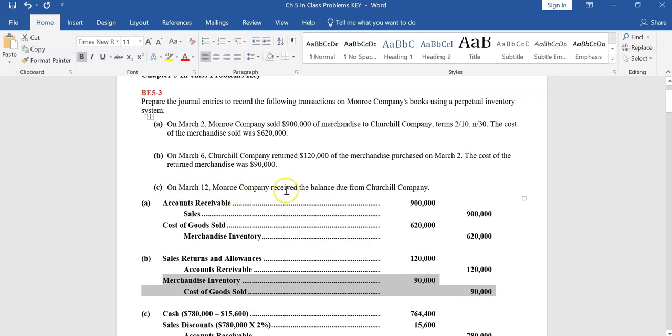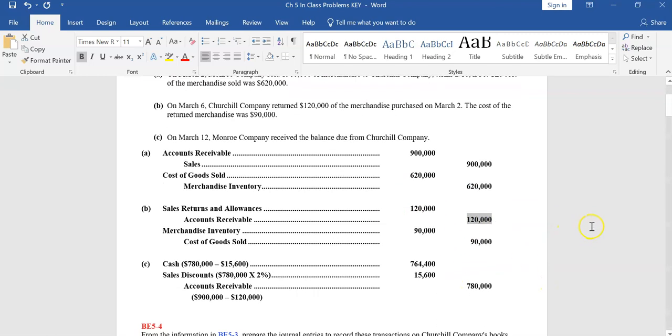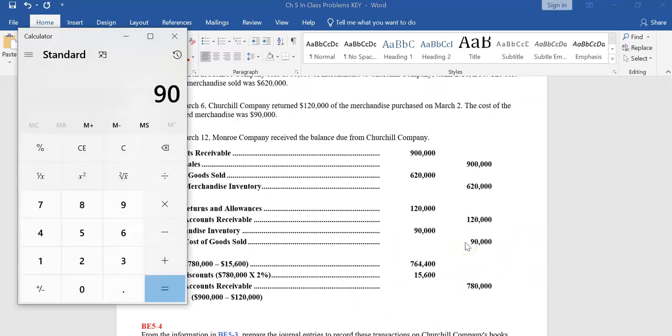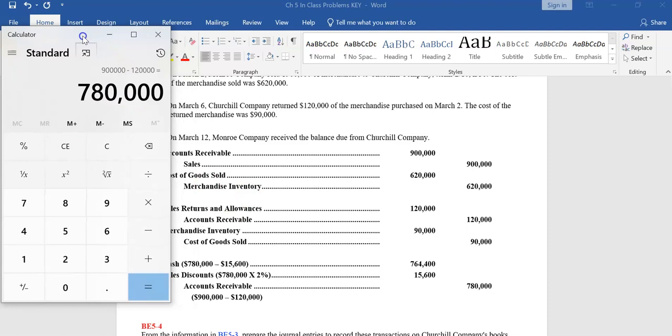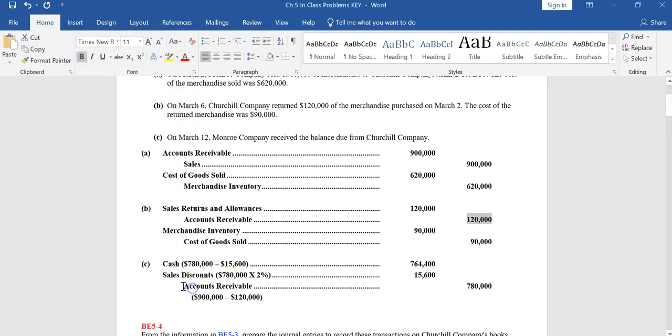Finally, on March 12th, Monroe received the balance due from Churchill for the purchase. Remember, Churchill originally owed Monroe $900,000, but when they returned $120,000 of it, they no longer owe that amount. So the total amount that they actually now owe is no longer the $900,000. They returned $120,000 of it, so they actually only owe $780,000. That's how much they are paying. So the accounts receivable is being paid off for the full $780,000.